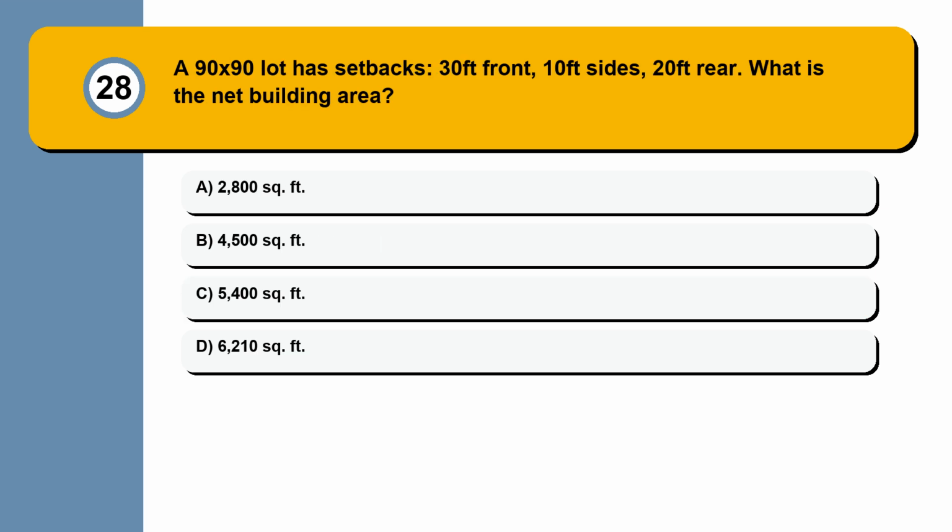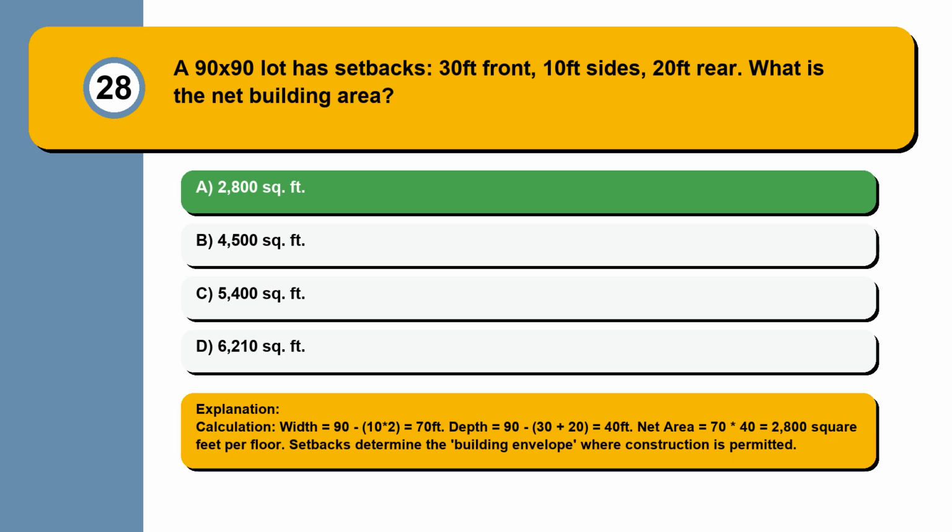Question 28. A 90x90 lot has setbacks, 30 feet front, 10 feet sides, 20 feet rear. What is the net building area? 2,800 square foot, 4,500 square foot, 5,400 square foot, 6,210 square foot. Calculation: width equals 90 minus 10 times 2 equals 70 feet; depth equals 90 minus 30 plus 20 equals 40 feet; net area equals 70 times 40 equals 2,800 square feet per floor. Setbacks determine the building envelope where construction is permitted.